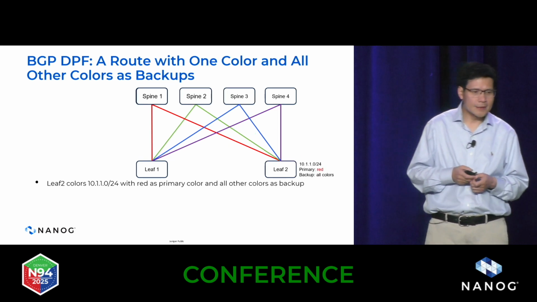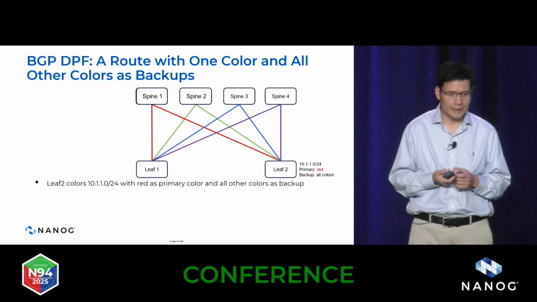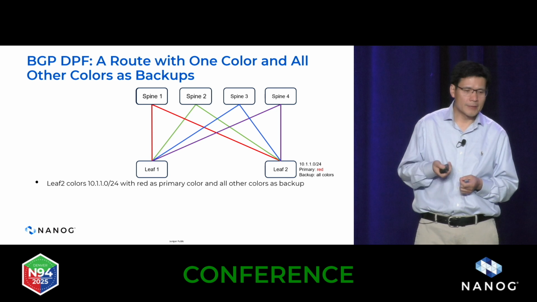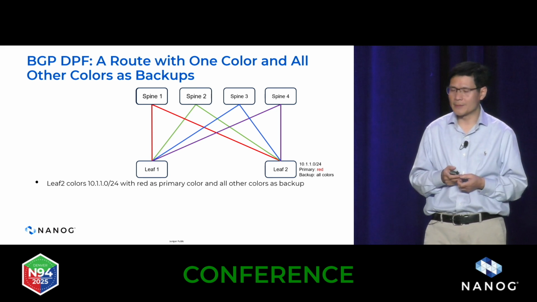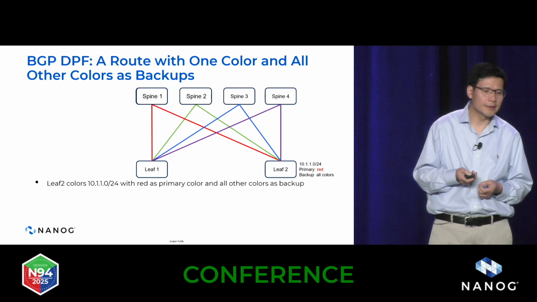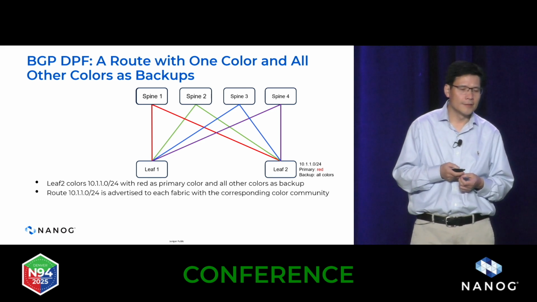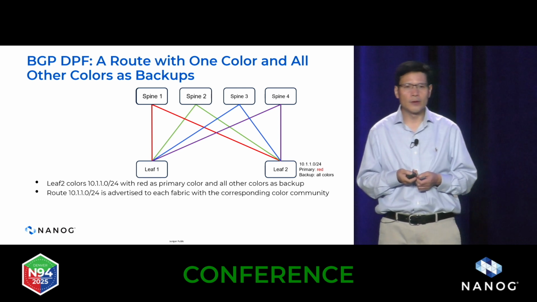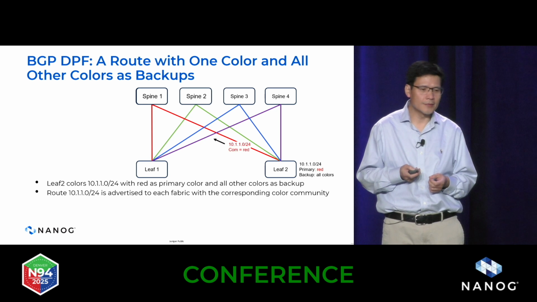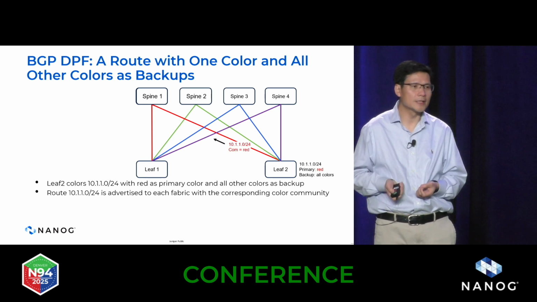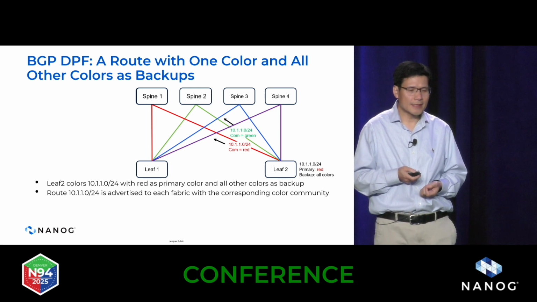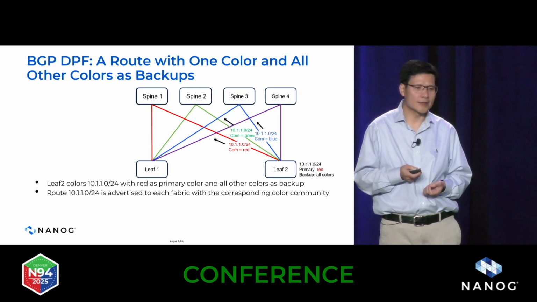This will give the ingress the full flexibility to decide which flow it is going to map to which next hop. The last way, also an important way to color the route, is to color it with one color as primary and all other colors as backup. In this example, NIF2 colors 10.1.1.0/24 with red as primary and all other colors as backup. What this is going to achieve is NIF2 will advertise this route over the primary session with color red. It will also advertise it over all other colors with the corresponding colors.